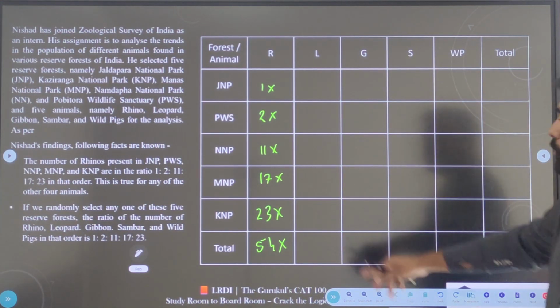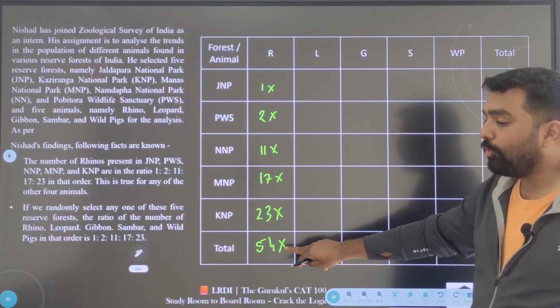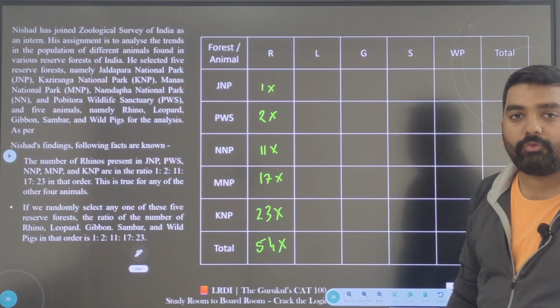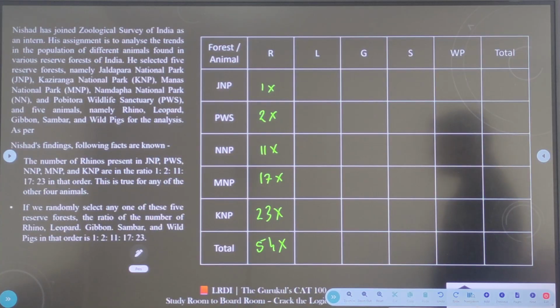Now what is this total? This is the total number of rhinos present in all the forests together.